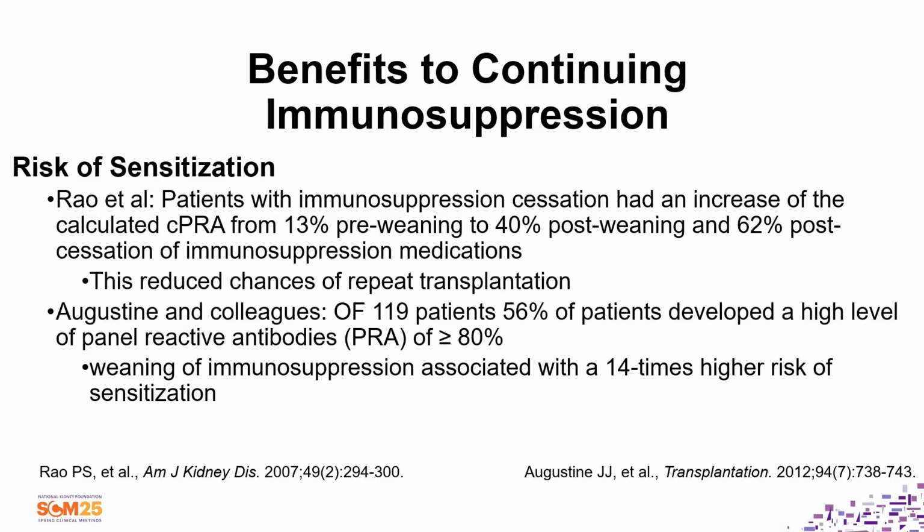Again, the higher your calculated PRA is once you return to dialysis, the lower your chance of getting a repeat transplant. Another study of 119 patients showed that 56% of patients developed a panel reactive antibody greater than 80%, again decreasing their likelihood of repeat transplant once they removed their immunosuppression. So overall, weaning of immunosuppression is associated with a much higher risk of sensitization.